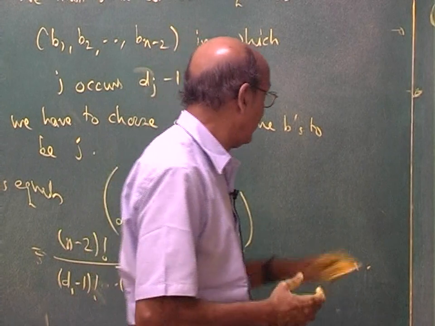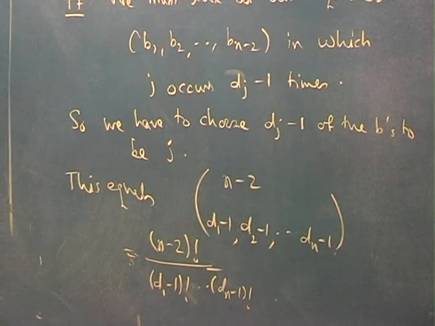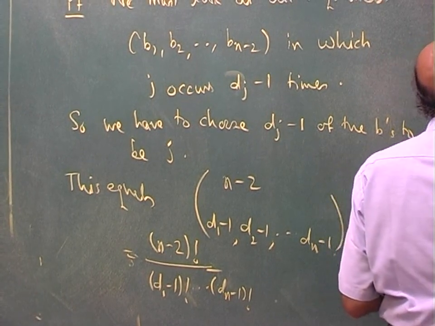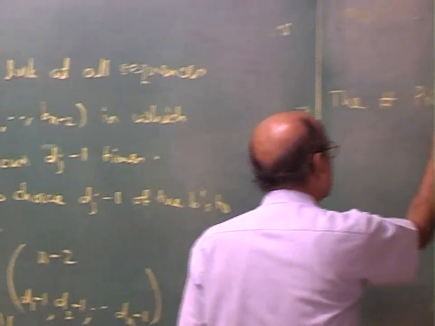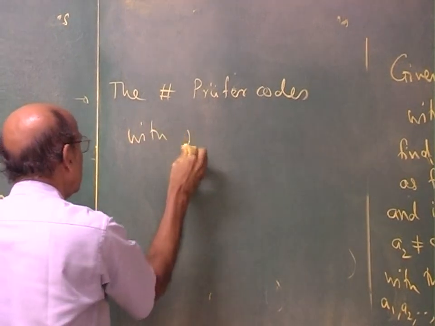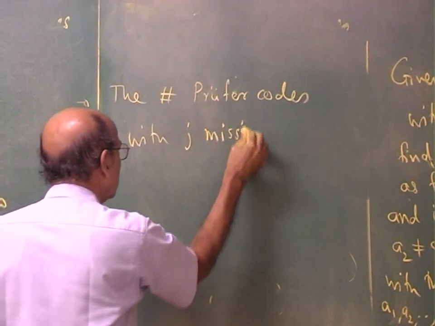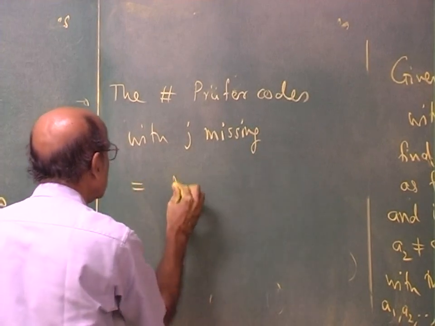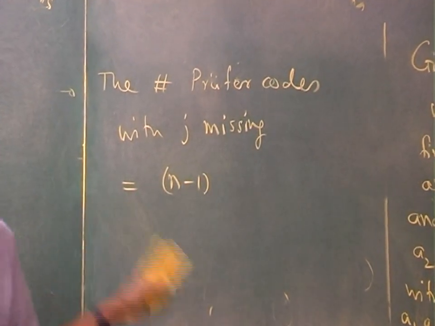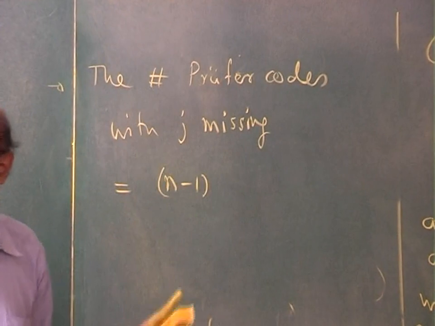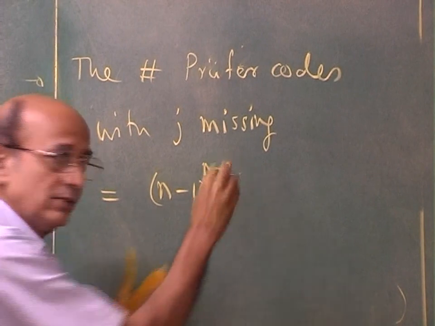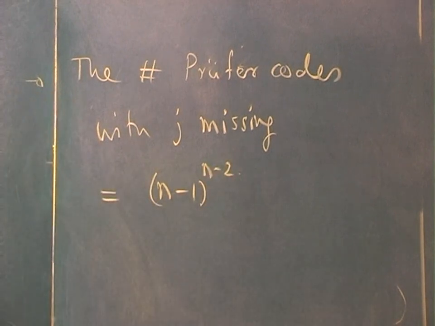Okay? So the number of codes with j missing, there are n minus 1 possibilities now. 1, 2, 3 up to j minus 1, j plus 1 up to n, but there are n minus 2 places still to be filled. Okay? So it is n minus 1 raised to n minus 2.